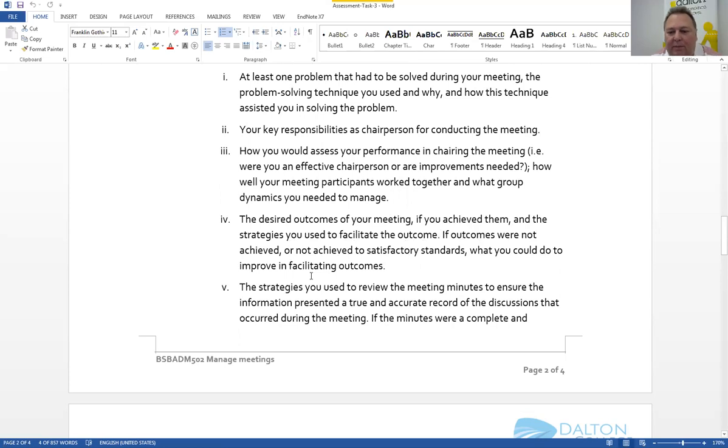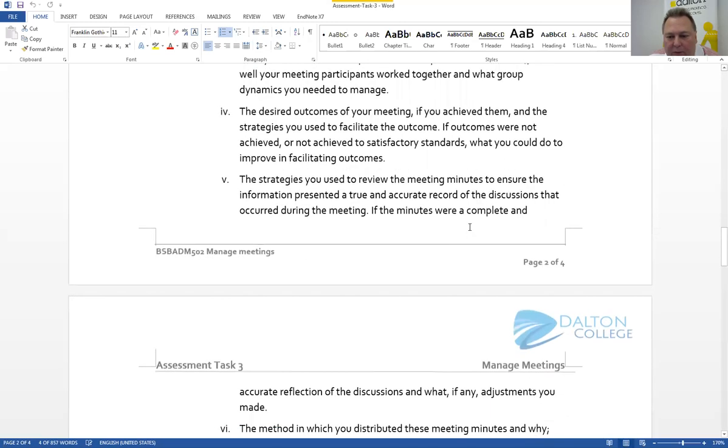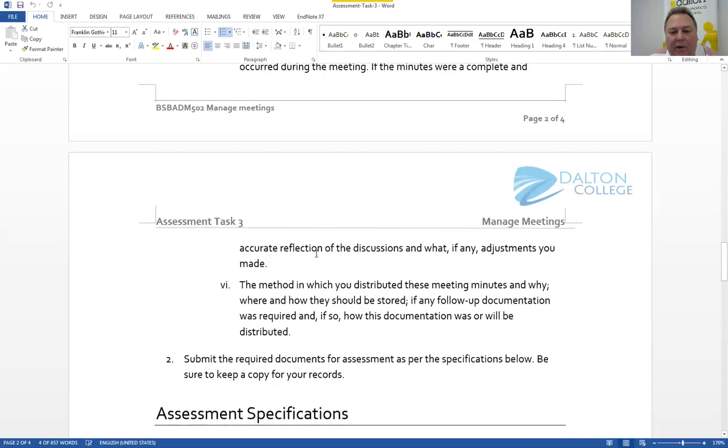Strategies you use to review the meeting minutes to ensure the information presented a true and accurate record of the discussions that occurred during the meeting. If the minutes were a complete and accurate reflection of the discussions, and what, if any, adjustments you made. The method in which you distributed these meeting minutes, why, and where and how they should be stored. If any follow-up documentation was required, and if so, how this documentation was or will be distributed.